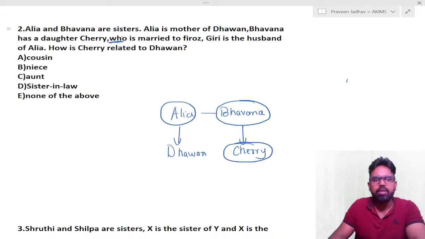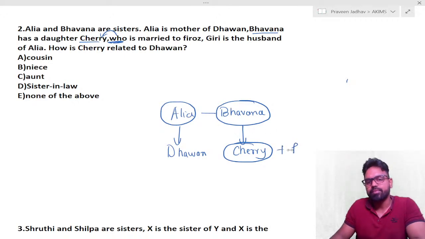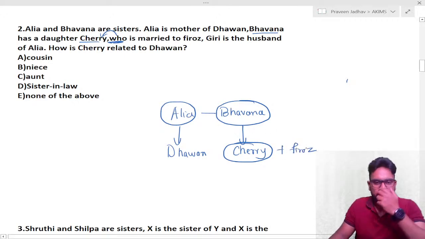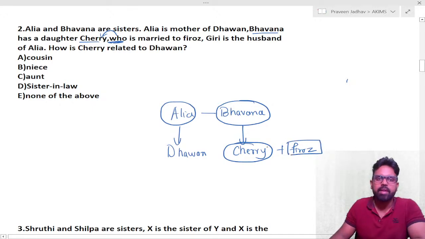Cherry is married to Firoz. Who represents the second person in the statement? Bhavana is the first person, Cherry is the second person. This "who" always represents the second person. Firoz will become a male character because Cherry is a female character. And if there is marriage between them, I should write plus.